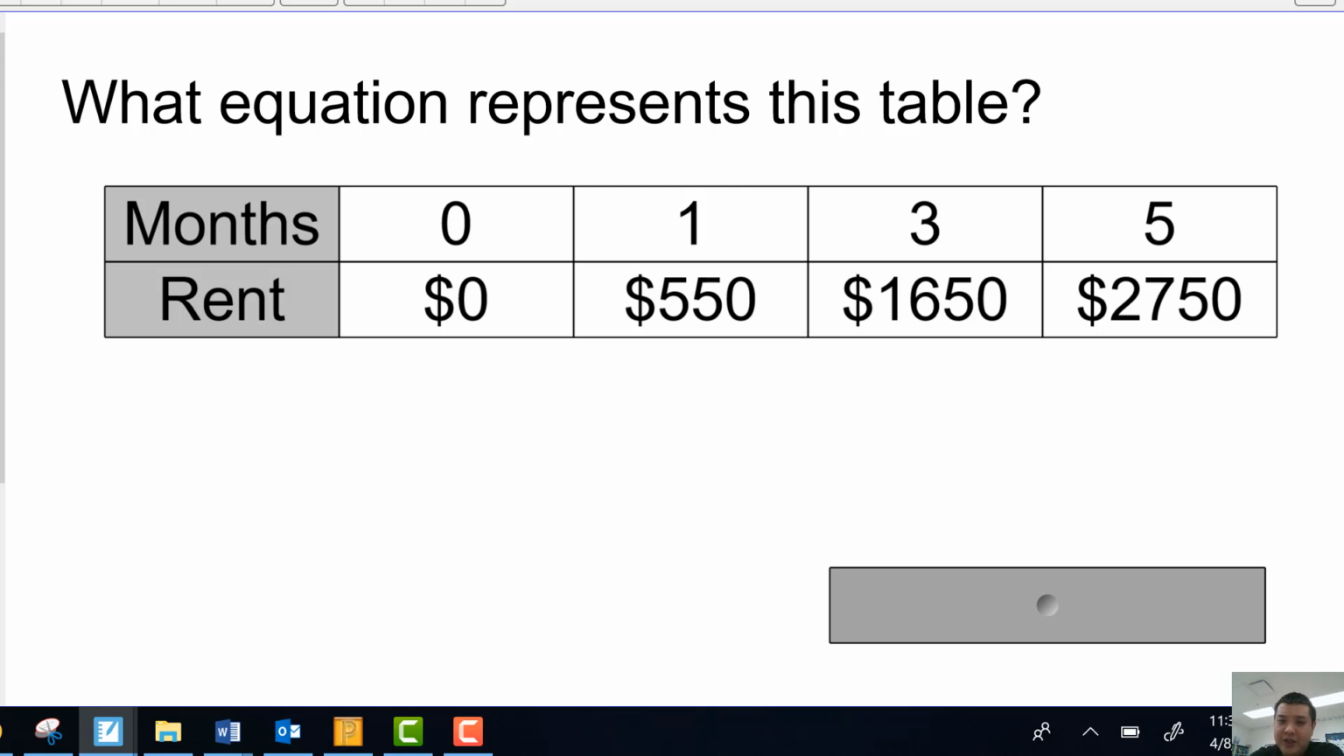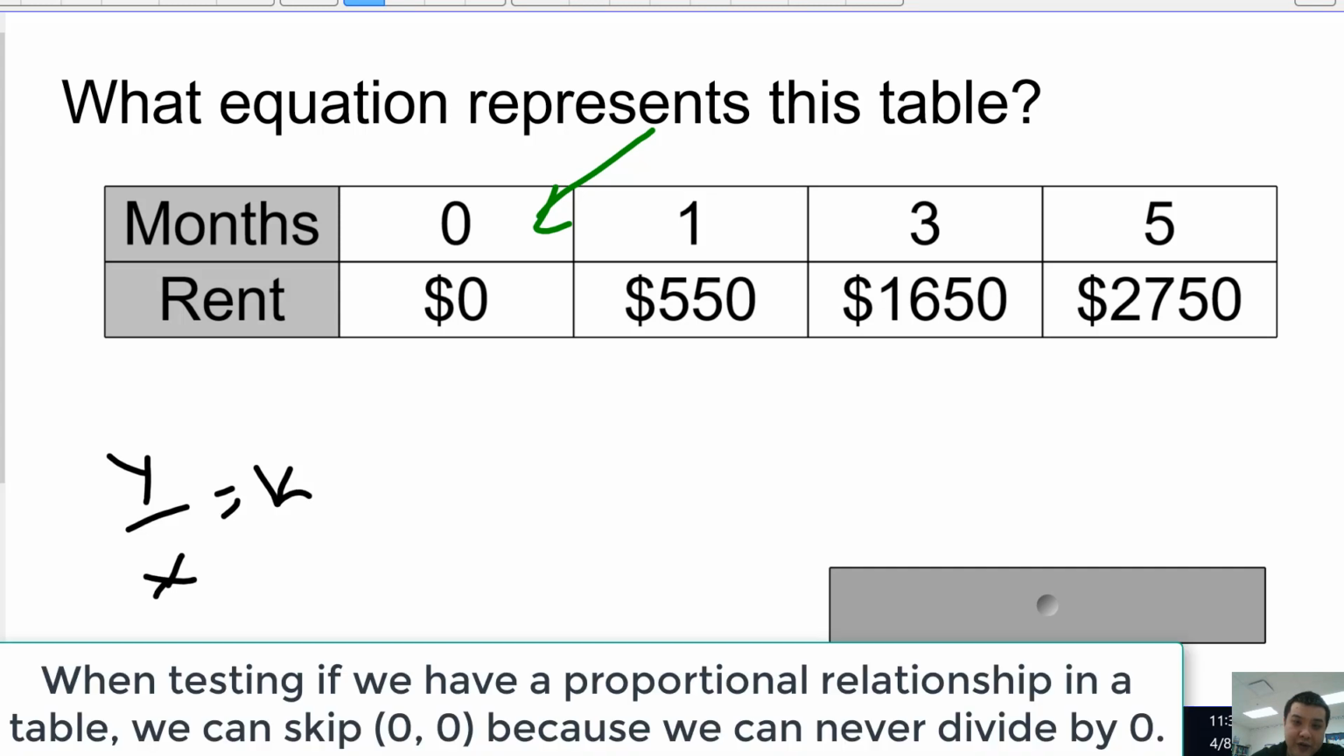What equation represents this table? Okay, so we're going to first test to make sure that it's a proportion. And typically we do that with the formula y over x equals k, and we see whether every single one of these has the same constant of proportionality. Now the exception to that is this right here, because we can't do 0 divided by 0. We can't ever divide anything by 0. So when we have a 0 for the x value, this is an exception. We don't have to test with this one.